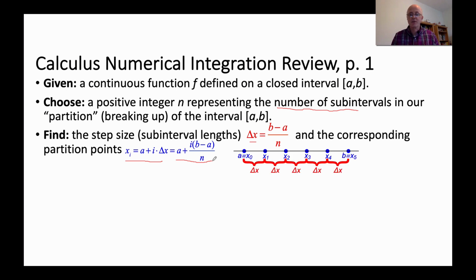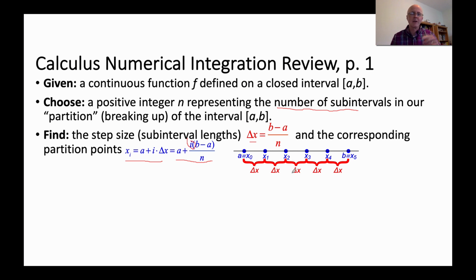Here's a picture of what's going on when n is 5, so we've got 5 intervals. A equals x0, and in fact, if you replace i with 0 here, you will get just a. When i is 1, you get x1. When i is 2, you get x2, etc. And the lengths of each of these subintervals is this thing, delta x.